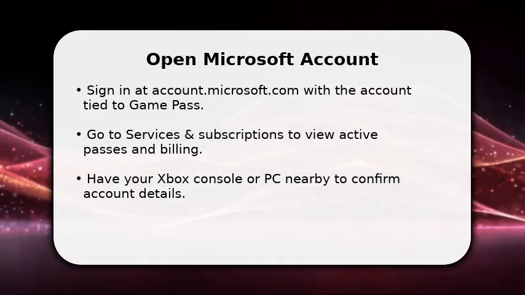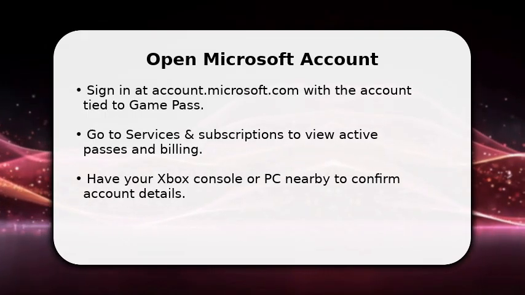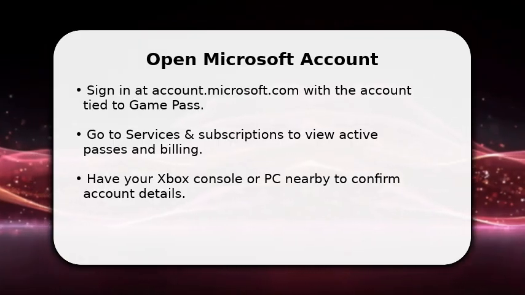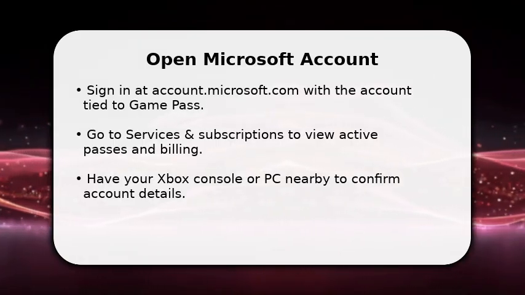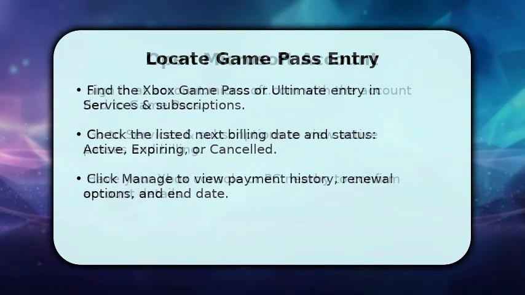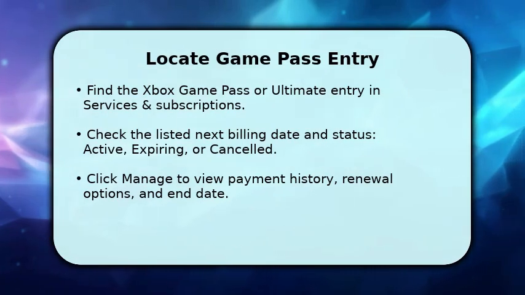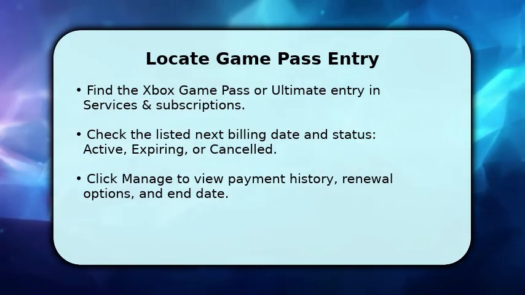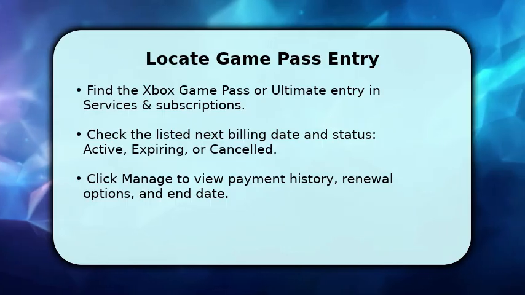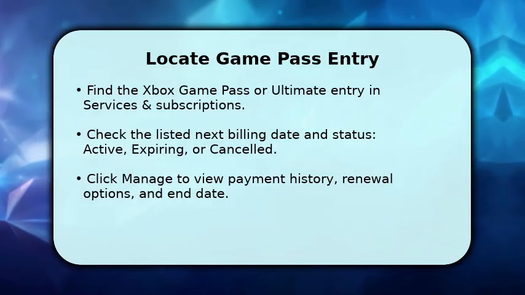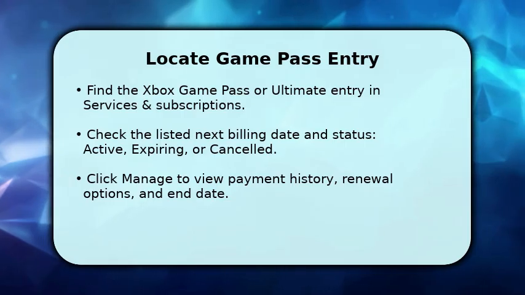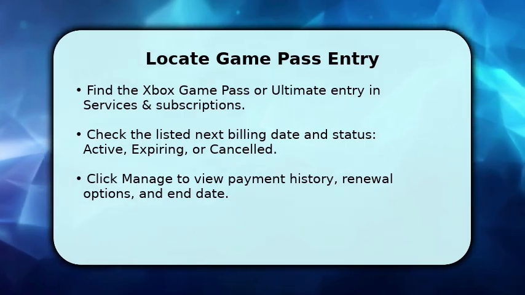If you use the Xbox console, confirm the same gamer tag is linked to the Microsoft account. This step ensures you see the authoritative expiration date. Once on Services and Subscriptions, scan the list for Xbox Game Pass or Game Pass Ultimate. It's usually labeled clearly. Click the entry to reveal details: next billing date, subscription status, and any scheduled cancellations.